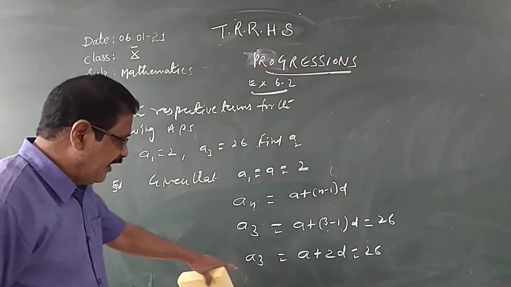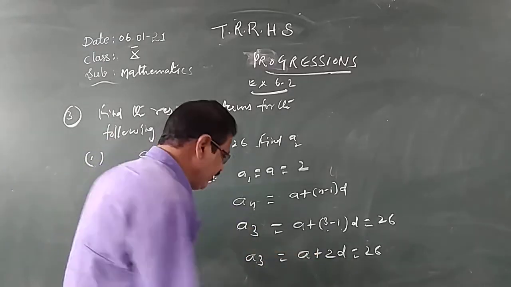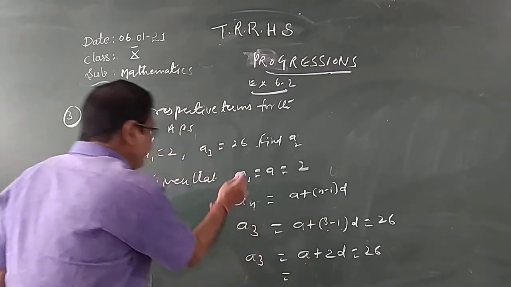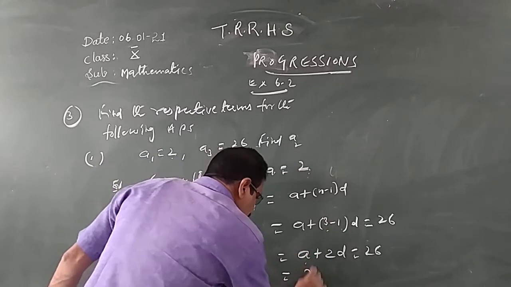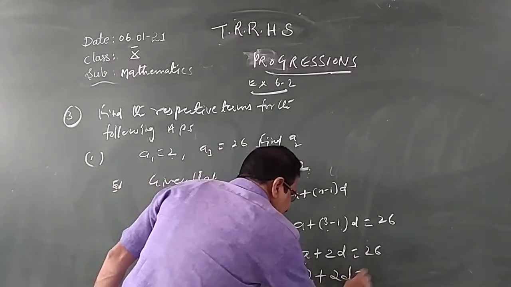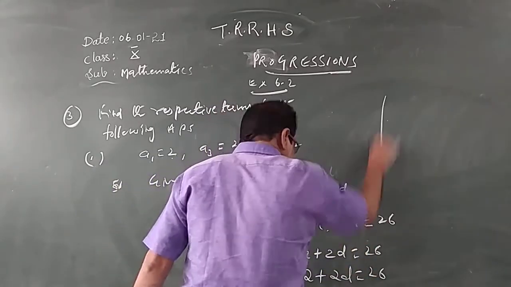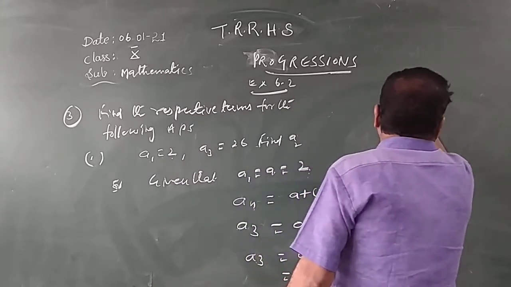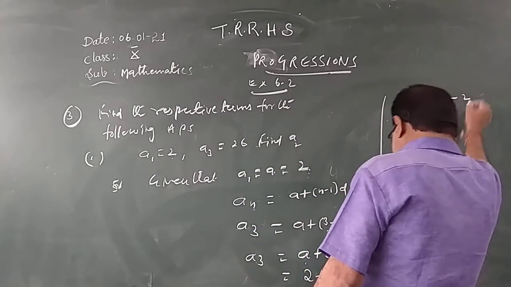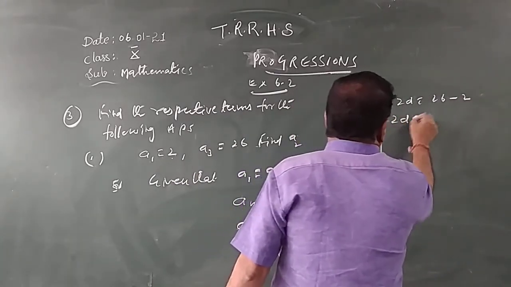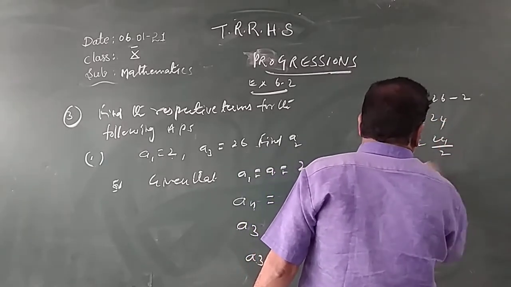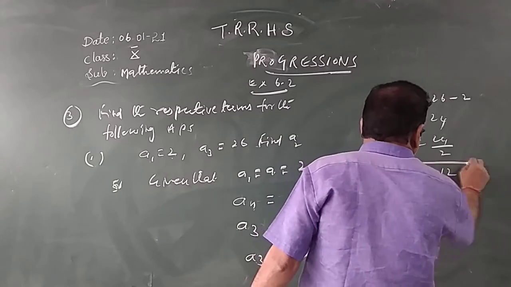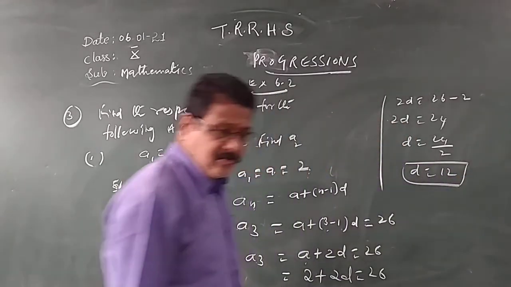Okay. So A3: A plus 2D equals 26. Now substitute the A value. A1 or A is the same, which is 2. So 2 plus 2D is equal to 26. 2D is equal to 26 minus 2, shifting to the right side. 2D is equal to 24. D is equal to 24 by 2. D is equal to 12.